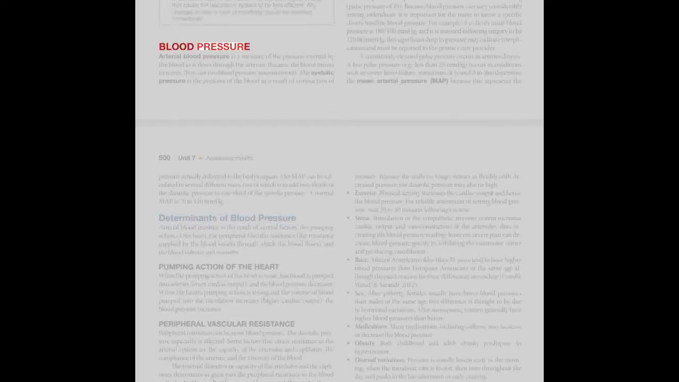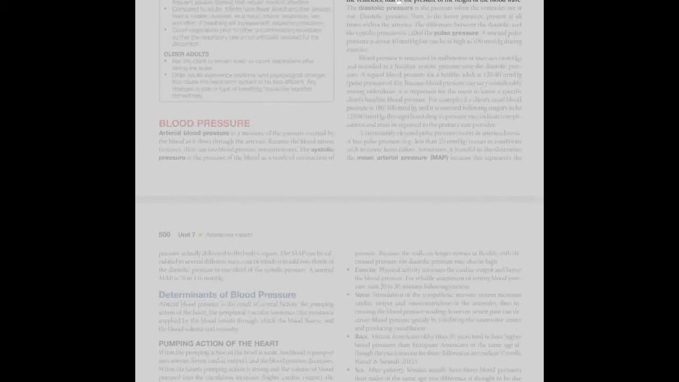Blood pressure. Arterial blood pressure is a measure of the pressure exerted by the blood as it flows through the arteries. Because the blood moves in waves, there are two blood pressure measurements. The systolic pressure is the pressure of the blood as a result of contraction of the ventricles, that is, the pressure of the height of the blood wave.